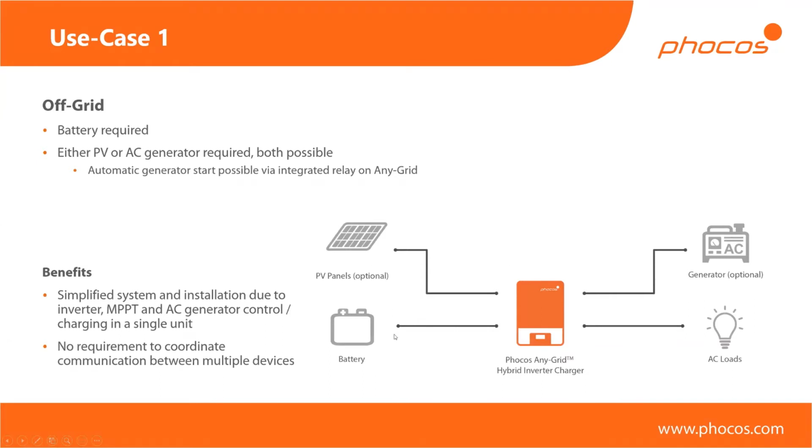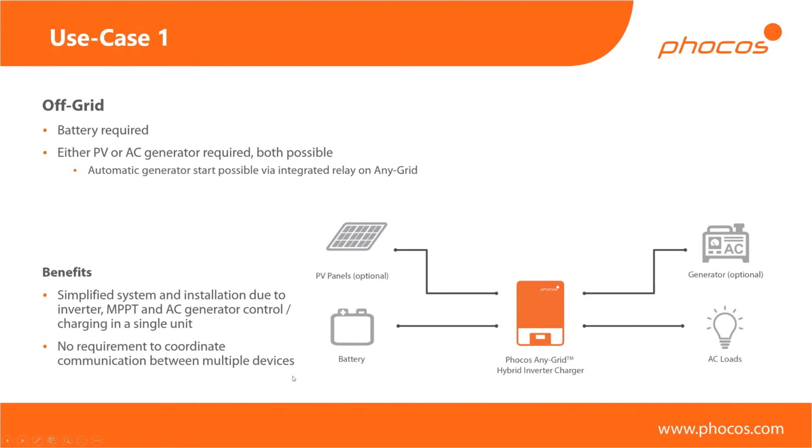Now in this scenario, again, it would theoretically work without a battery, but we strongly recommend using a battery in an off-grid scenario. So the benefit of this compared to buying an MPPT charge controller plus buying an inverter plus, if you're using a genset here, buying an AC charger, is that obviously you're getting all this functionality in one package in the AnyGrid PSW-H. So you have a vastly simplified system and much lower cost than buying each individual component.